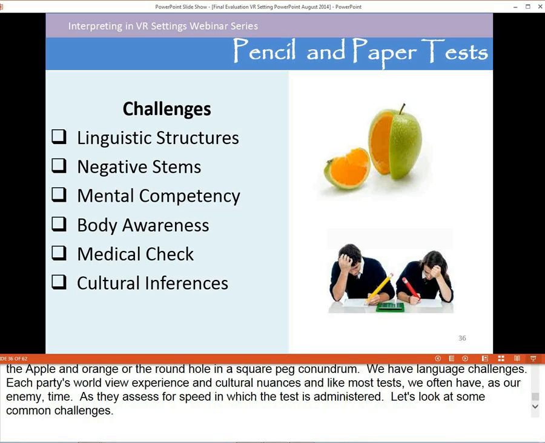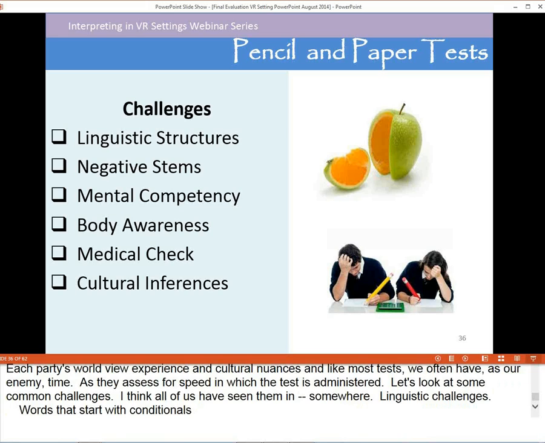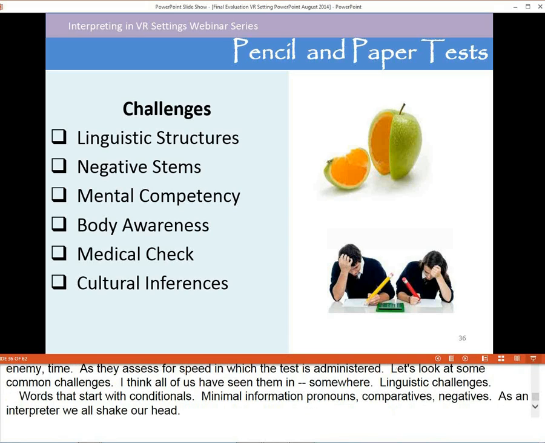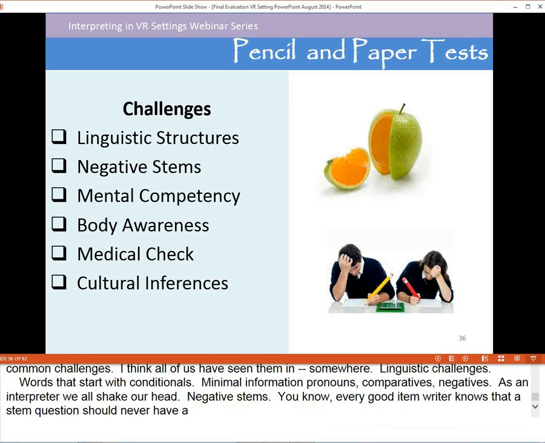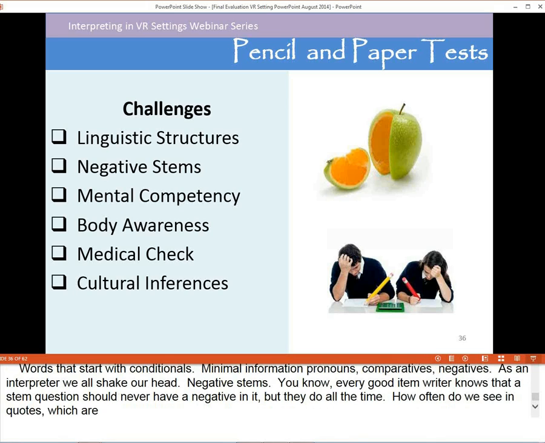I think all of us have seen them somewhere. Linguistic challenges: words that start with conditionals, minimal information pronouns, comparatives, negatives. As an interpreter, we always shake our head. Negative stems. Every good item writer knows that a stem question should never have a negative in it, but they do all the time. How often do we see, in quote, which of the following is not true? All of the following are true except. All but one of the following except.